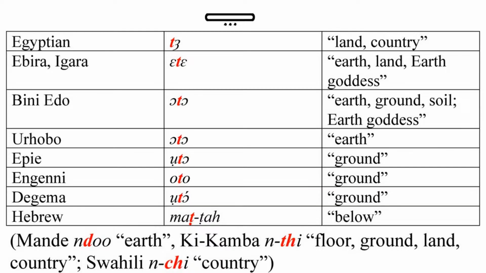And in the Mande language, Indo, earth, and we can tell that the second consonant had been dropped. And that's why we have this elongated vowel, this long vowel, because Mande doesn't have long vowels. So the reason why you spell it with two O's is it's a phenomenon in linguistics called compensatory lengthening. And that happens with vowels when a consonant is dropped, right? And then Kikamba and Bantu, Inti, floor, ground, land, country, Swahili, Inchi, country.